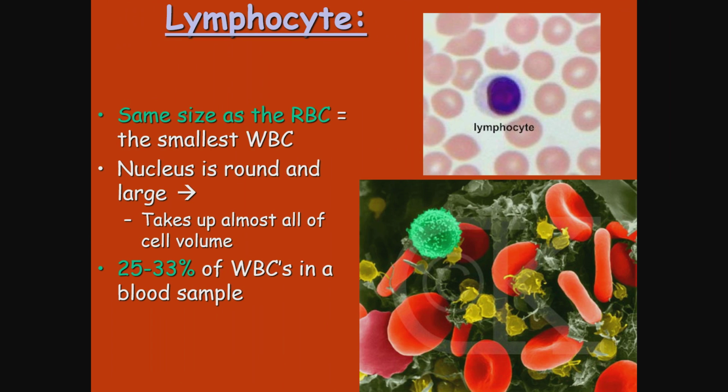Lymphocytes are the same size as red blood cells. We looked at that earlier. They are the smallest white blood cell that exists. The nucleus is round and large, okay, very similar to the monocyte. It takes up almost all of the cell's volume, and this is more abundant. It's 25 to 33% of white blood cells in a blood sample.